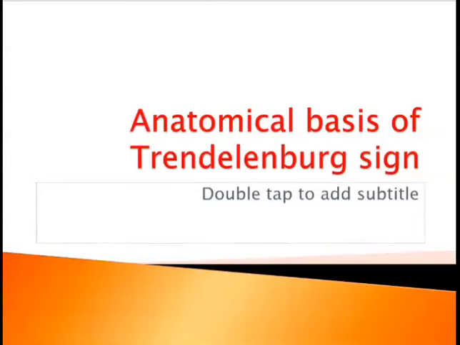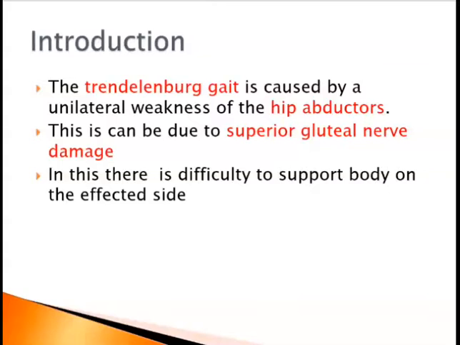Then we go to anatomical basis of Trendelenburg sign. The Trendelenburg gait is caused by weakness, that is unilateral weakness of hip abductors. It can also be due to superior gluteal nerve damage. In this, there is difficulty to support body on the affected side.